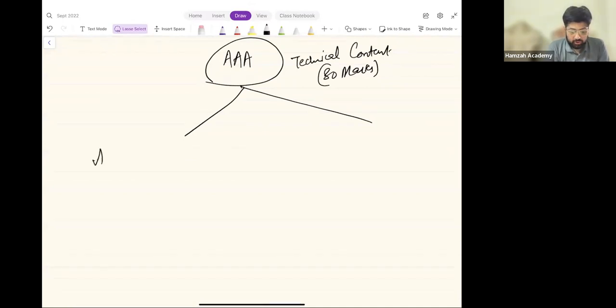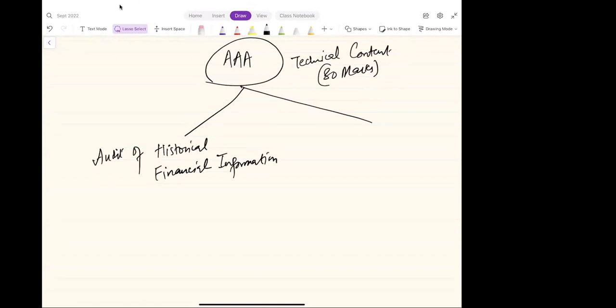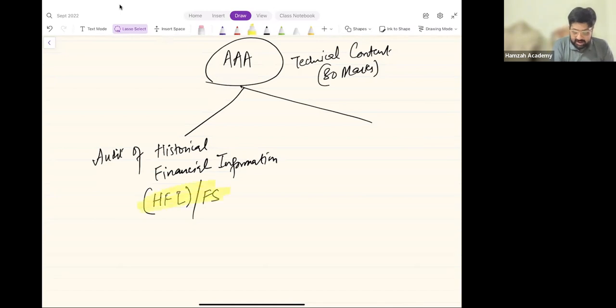The one is audit of historical financial information. What is it? Historical financial information means that which is related to the past. Historical financial information means financial statements, HFI. The other name is financial statements. You should not be worried, you have learned a new name. Historical financial information or financial statements mean the same.